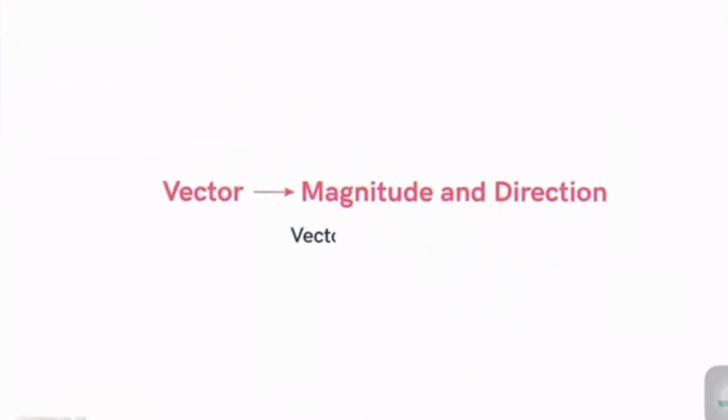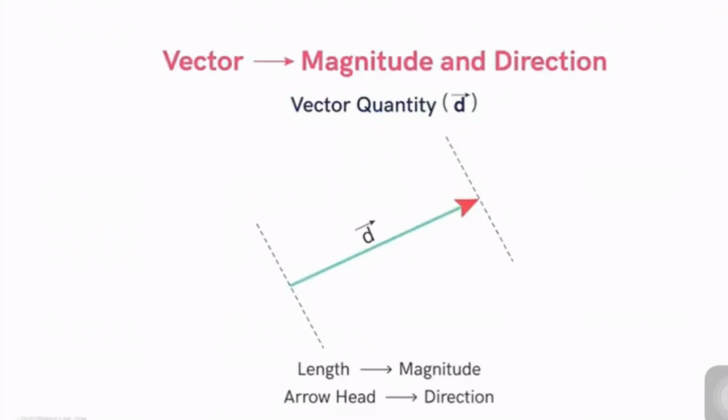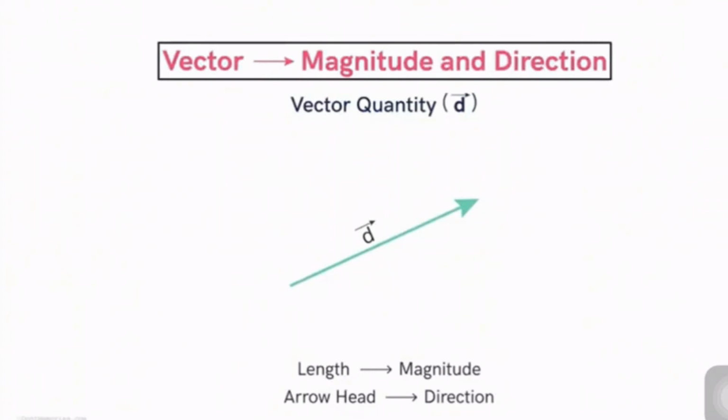Thus, we see that if we have a vector quantity D, we can represent it by a directed line segment. That is, an arrow like this. Its length represents the magnitude of the vector and the arrowhead its direction. So in this video, we saw what vectors are and how to represent them.